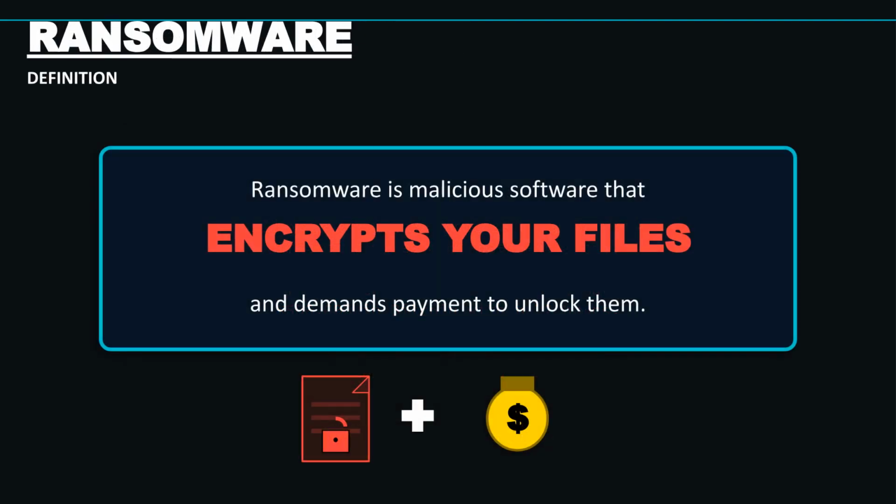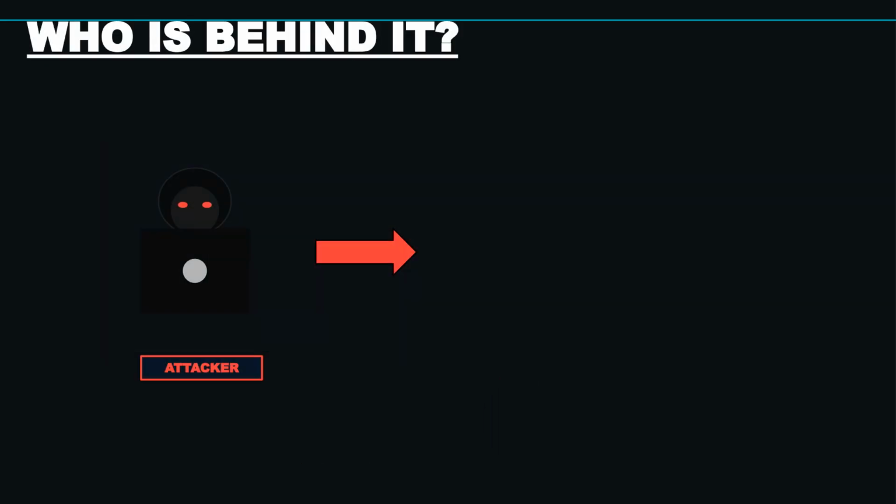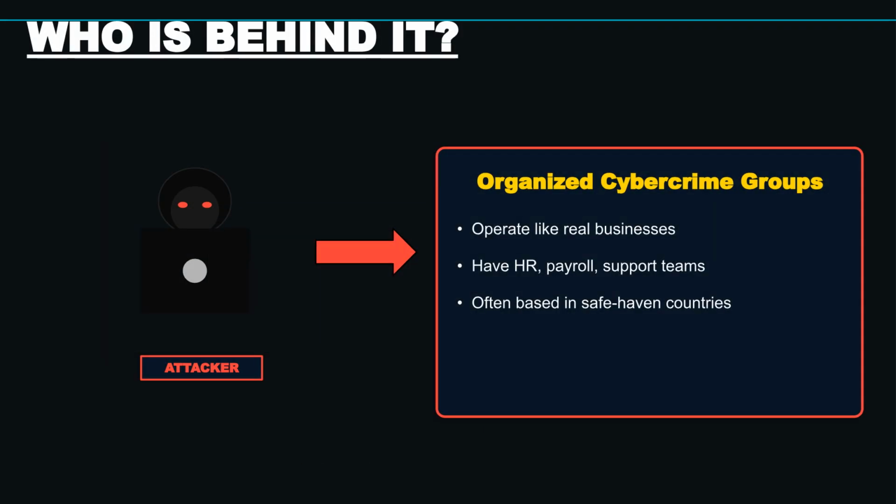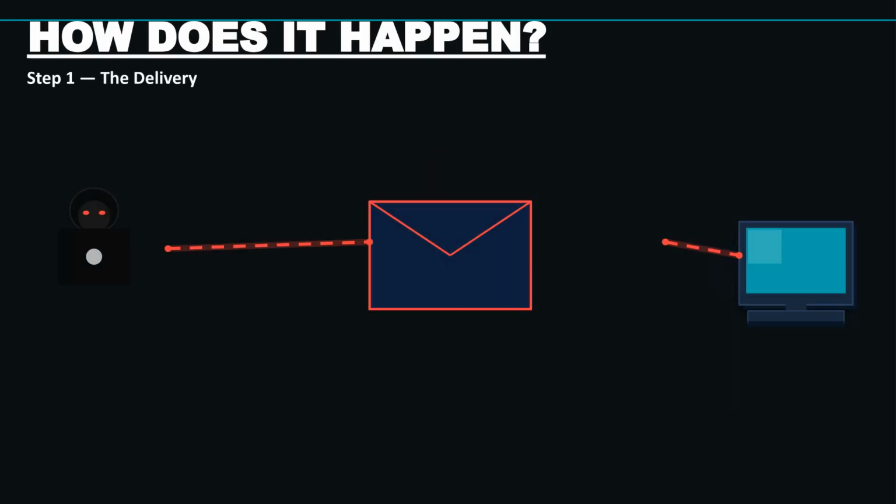Ransomware is malicious software that encrypts your files and then demands payment, usually in cryptocurrency, to unlock them. It is essentially digital hostage-taking. Ransomware attacks are run by organized cybercrime groups that operate like businesses, motivated almost entirely by profit and running on cryptocurrency payments. How does it happen?